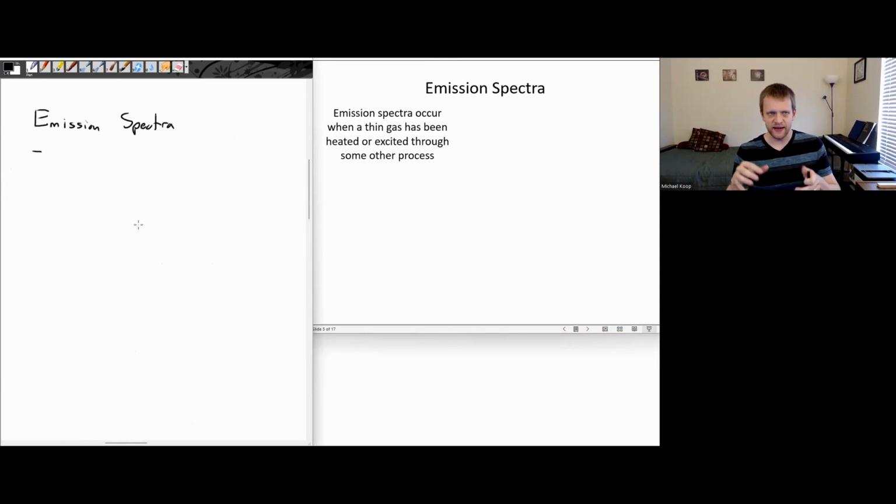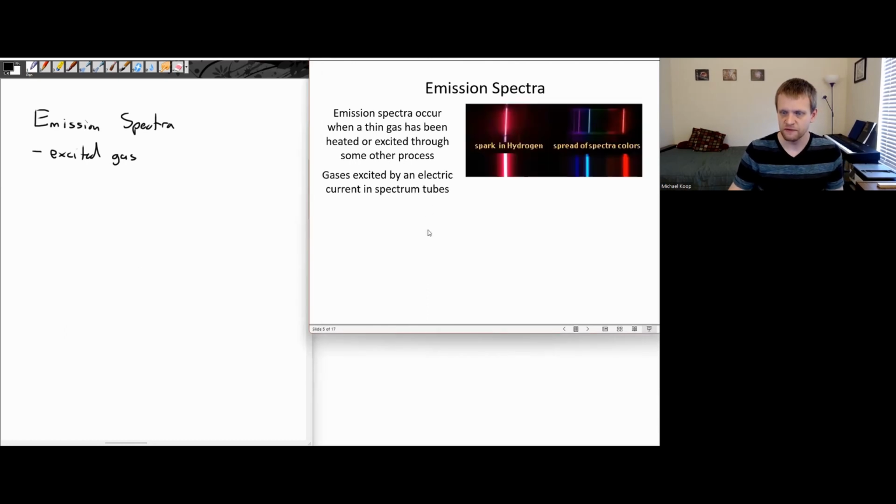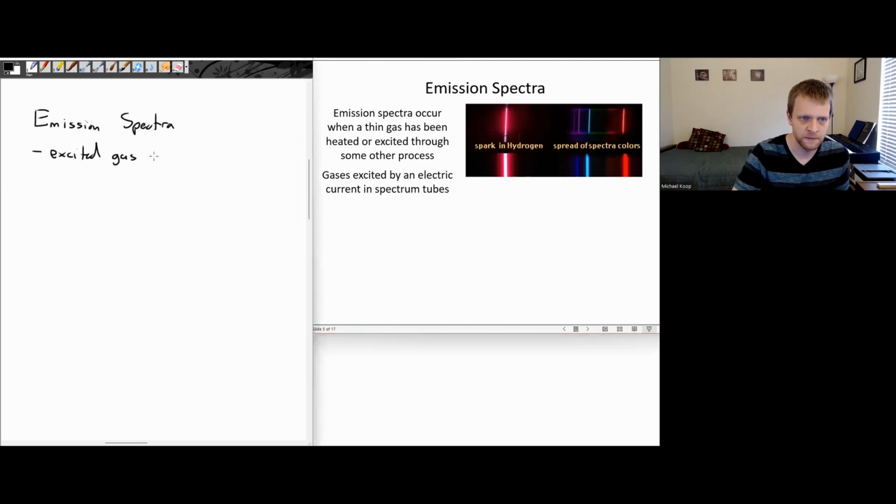Basically, it's the situation where I have a thin gas that has been excited through being heated, or we're going to look at some cases where I run an electrical current through a gas to excite it, where we have an excited gas that will emit very, very specific colors of light. Excited gas emits specific colors, specific wavelengths of light.